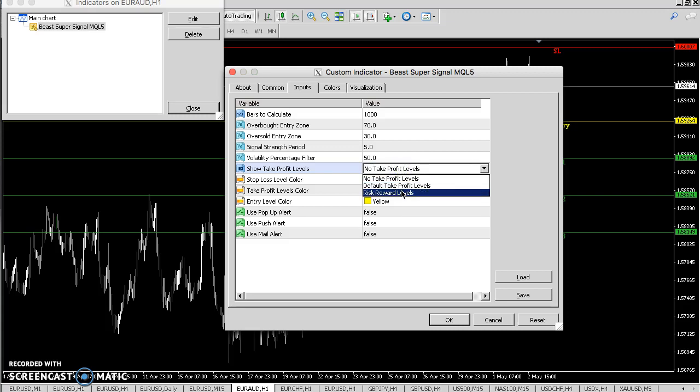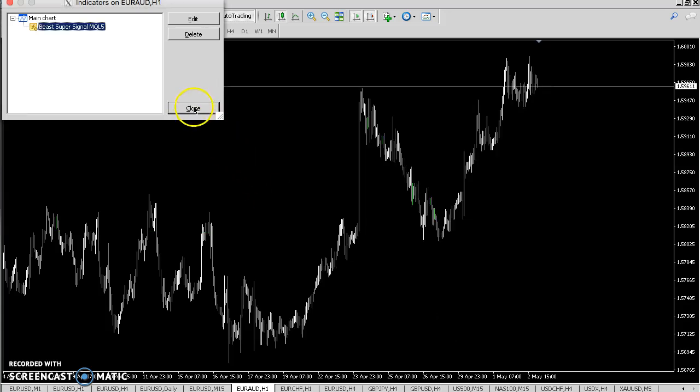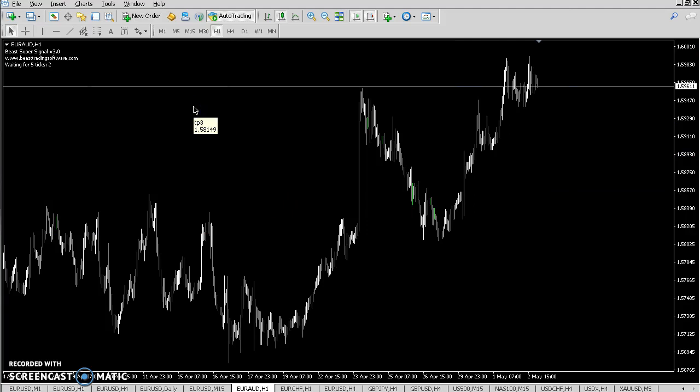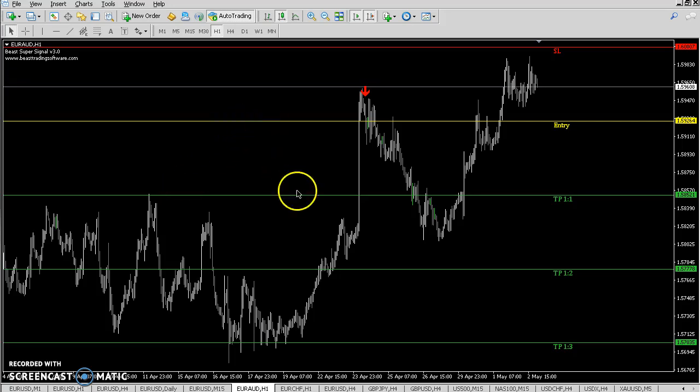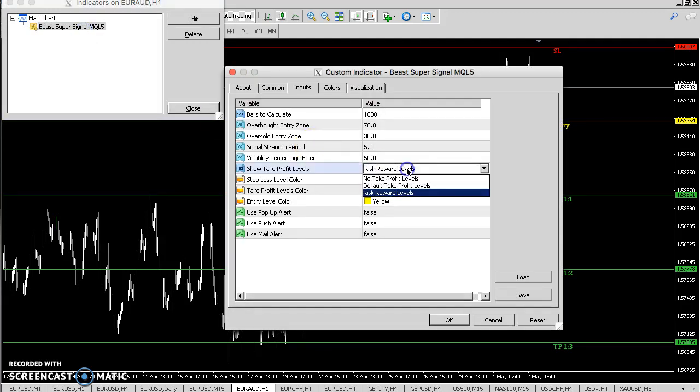We also have risk reward levels. So if you set risk reward levels, it will give you the take profit based on risk reward. So I'm just going to show you now what that looks like while we wait for the indicator just to calculate. So here you can see the take profit levels have changed based on the take profit. So it will first of all measure the stop loss, and then after measuring the stop loss, it will calculate the take profit levels. So you do have that option of which take profit levels you wish to choose.